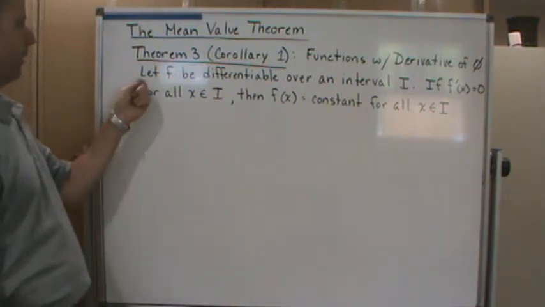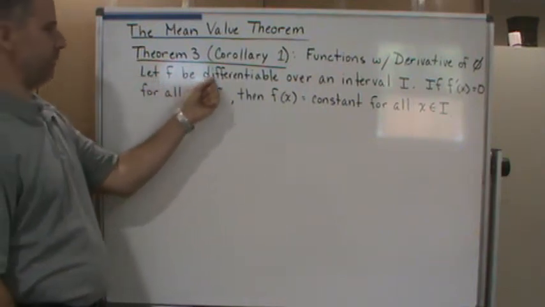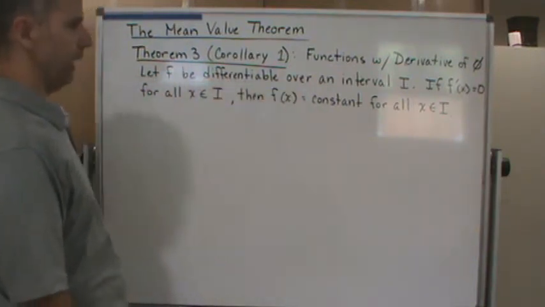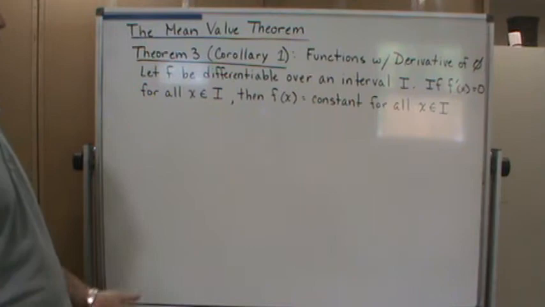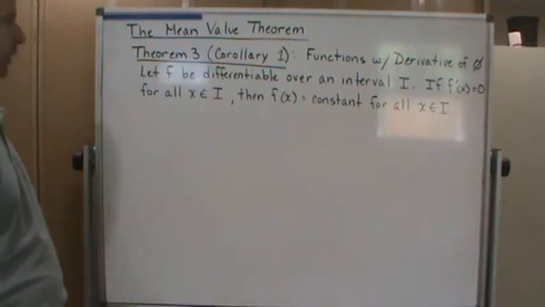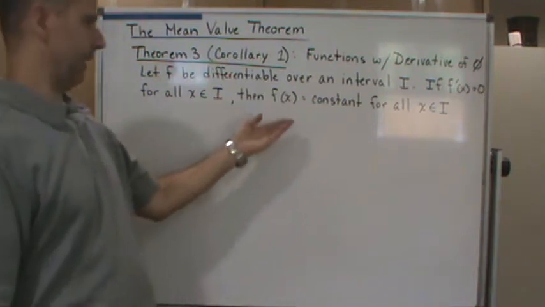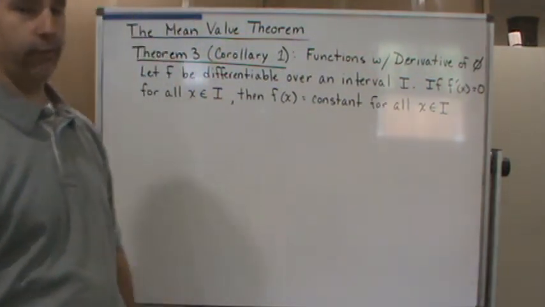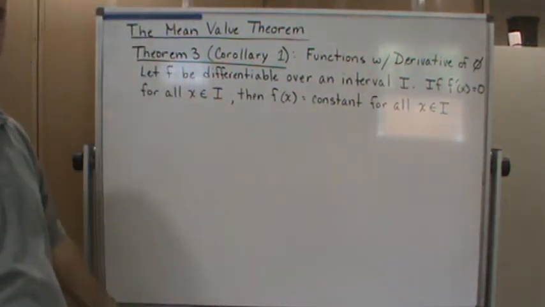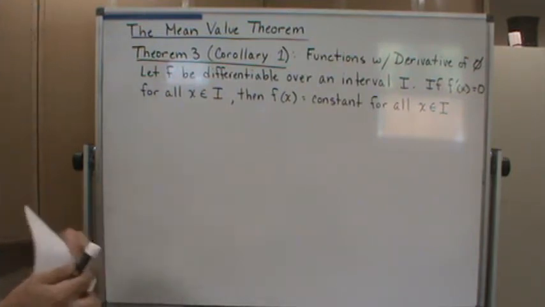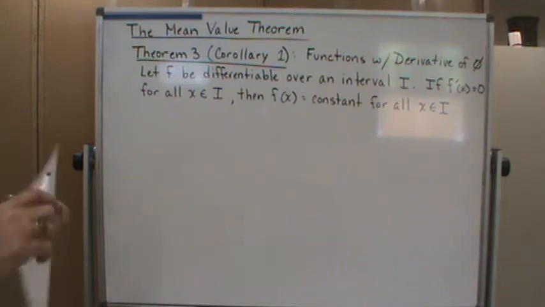But what does theorem 3 say? It says let f be differentiable over an interval I. If f prime of x equals 0 for all x in the interval I, then f of x is constant for all values of x in I. It seems trivial, but it's an important result. So let's prove it.